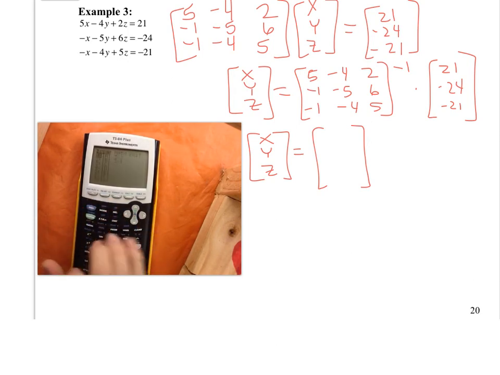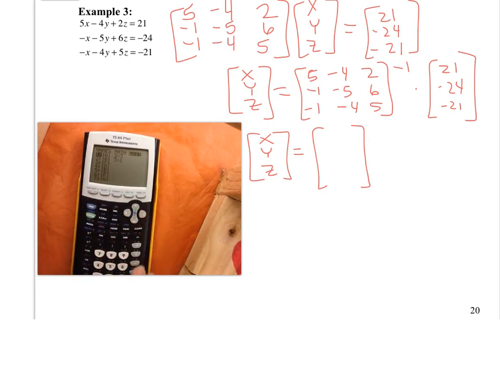Okay, so we go to second x inverse to bring up the matrix menu, over to edit, choose matrix A, it's a 3 by 3, so it's 5, negative 4, 2, and then it's negative 1, negative 5, 6, and then it's negative 1, negative 4, 5. So those are the coefficients of x, y, and z, and again, you should always just pause, make sure you've correctly entered the values.